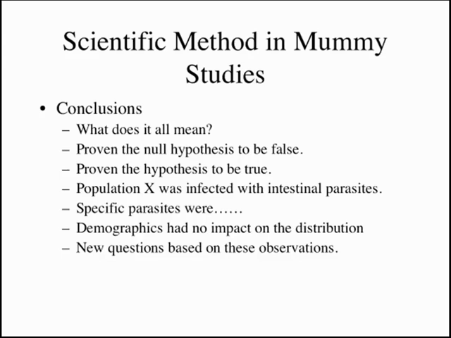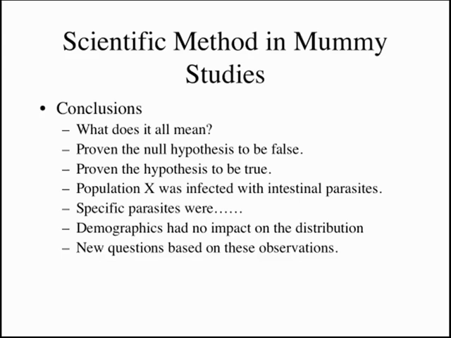So, in our conclusions, population X was infected with intestinal parasites, and we can state which specific parasites they were. And the demographics had no impact on the distribution. And what does that mean? Well, that means probably they were all eating the same thing, for example.